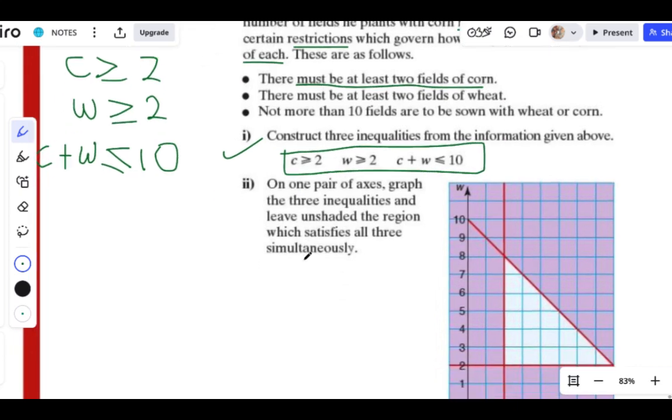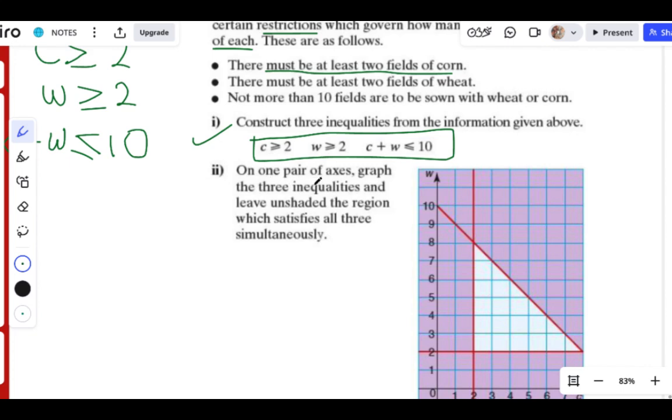The next one is: on one pair of axes, graph the three inequalities and leave unshaded the region which satisfies the three inequalities simultaneously. Simultaneously means graph them on the same page, all of them together in the same place. Okay? So leave unshaded means we should not shade the region which satisfies them.